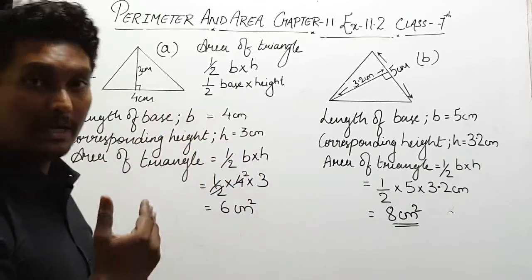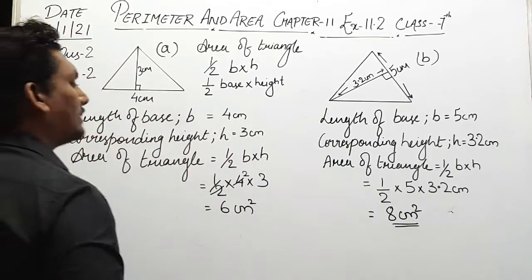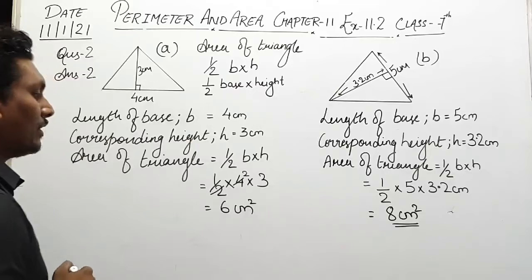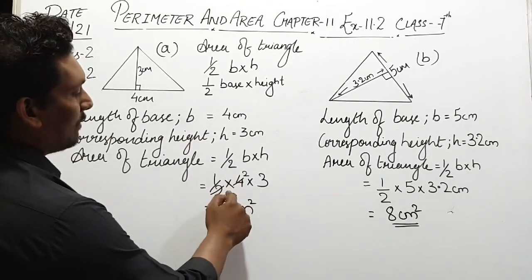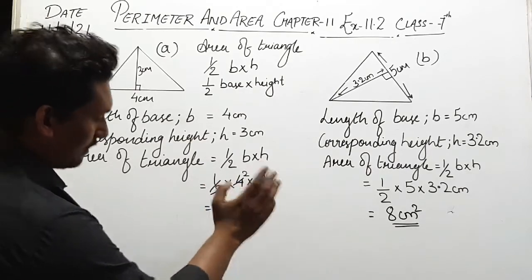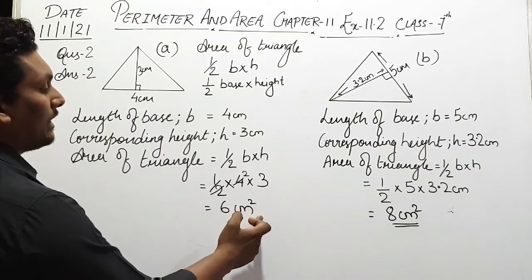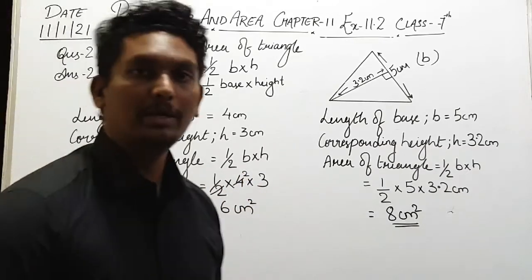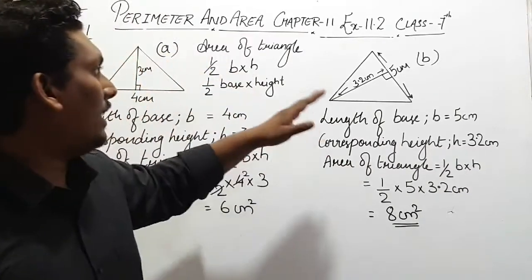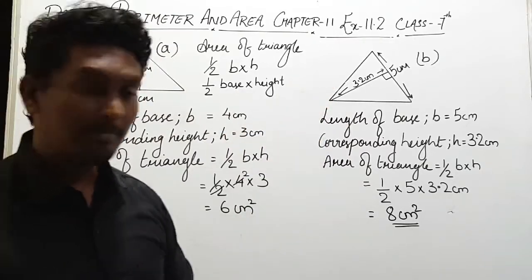So length of the base given, that is 4 centimeter, and corresponding height is 3 centimeter. We have to find the area. So area of triangle is half base into height. So 1 by 2 multiplied by 4 multiplied by 3. So you can cancel 2 and 4. You will get 6 centimeter square. The unit should be in square, okay. And come to the next part, B part.